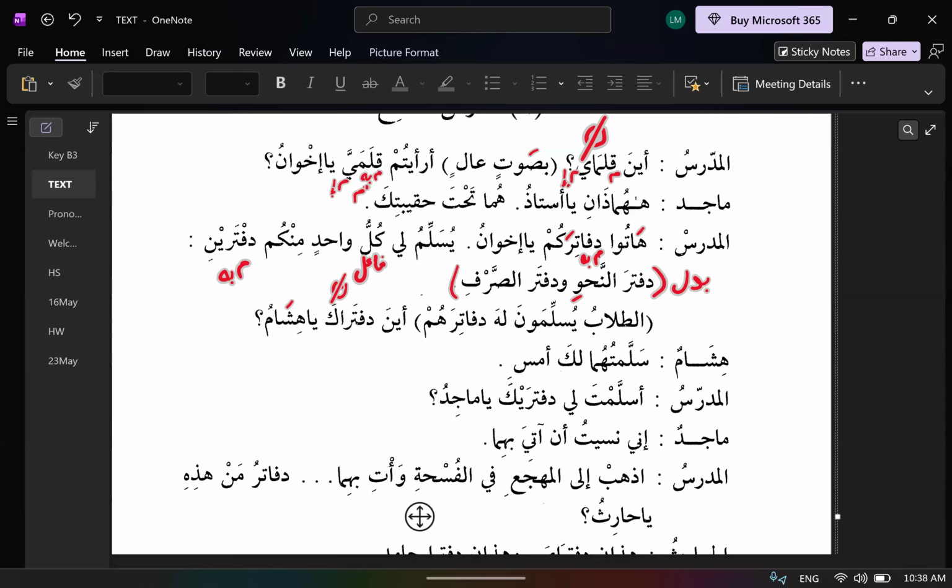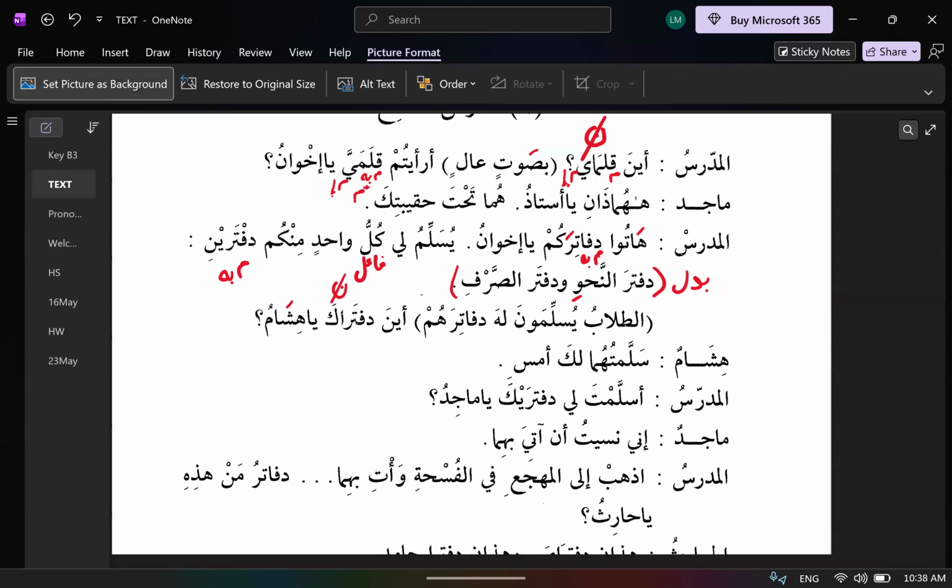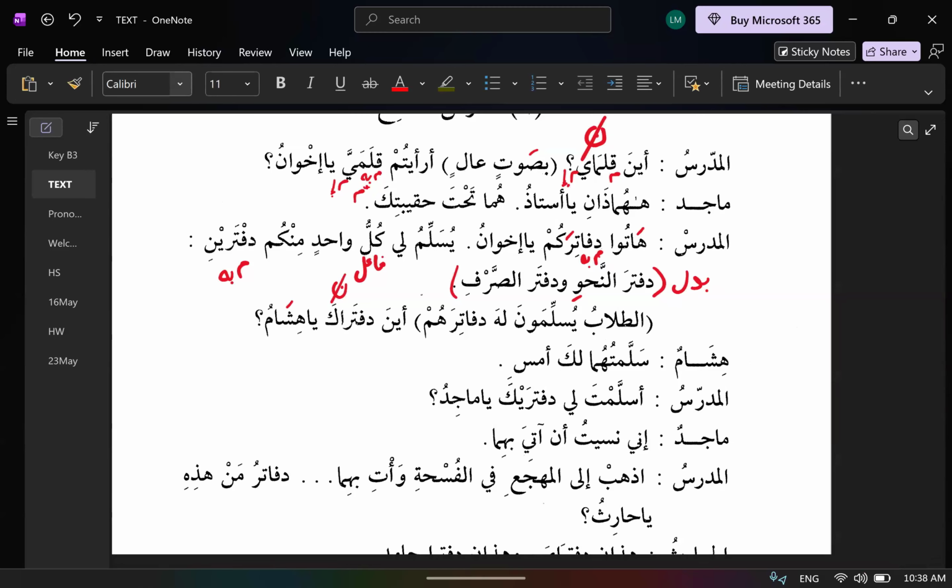Both of them, right? Sallamtu huma laka amsi. I handed them over to you yesterday. So huma is mafulun bihi. Amsi is zarf. Asallamta li daftarayka ya majidu. Did you hand over to me your two notebooks? So daftaraini, noon got dropped because it is coming as a mudaf.